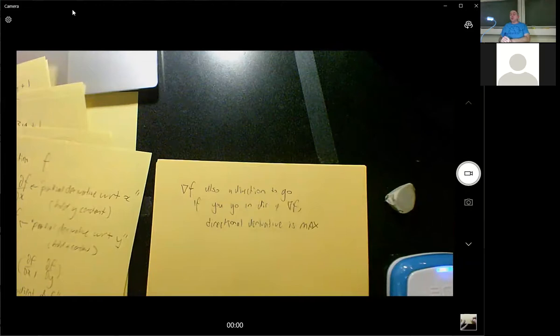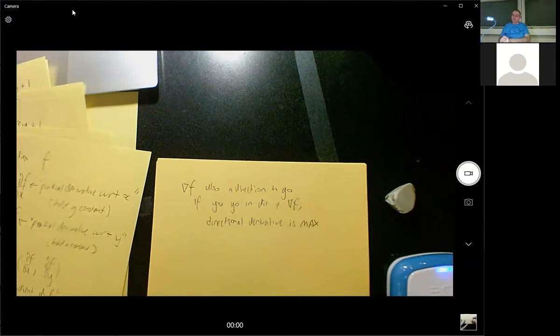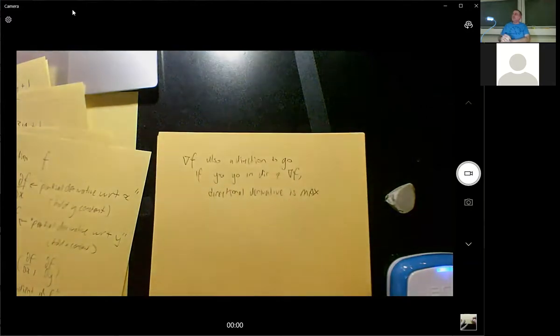And if you go in the opposite direction to delta f, then the directional derivative will be the maximum but negative. It is also the minimum, but it is a bit confusing to say minimum change because that would make you think 0. So it is the maximum slope in that direction. If you go in the opposite direction, it's the minimum slope, meaning the biggest negative slope.